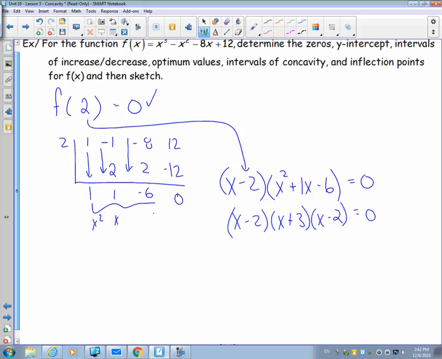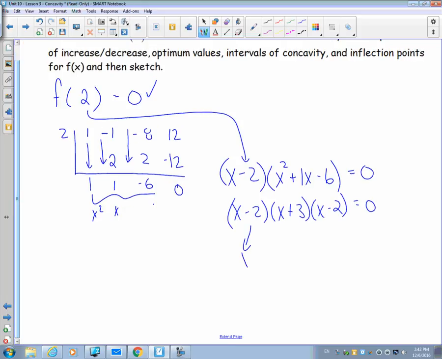That was the first property we were asked for. So we got 2, we got negative 3, and we got 2 again. And if you recall, the fact that we have 2 twice means we have one of those bounces. So it comes down, touches the axis, and goes back up. Okay, what else were we asked to find?